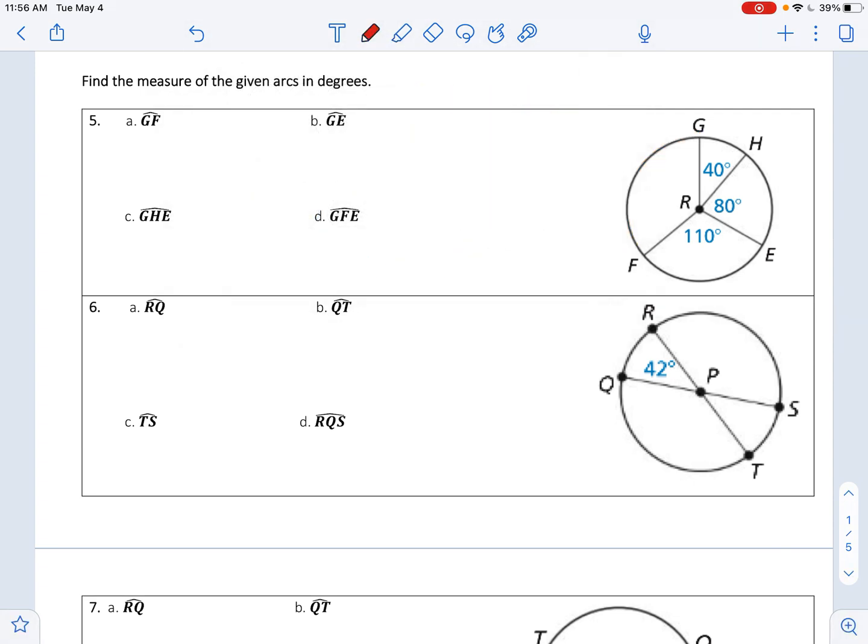Well, there's one very important measurement you need to know, and that's that the whole circle in degrees is 360 degrees. So if I have all of these measures and I only have one missing, what I can do is take 360 and take away these three measures to find out what's left over. So minus 110, minus 80, minus 40. And I would get 130 degrees. So that's 130 degrees right there.